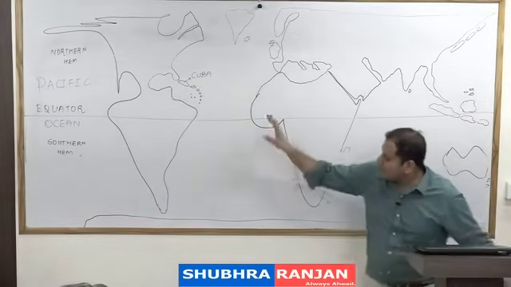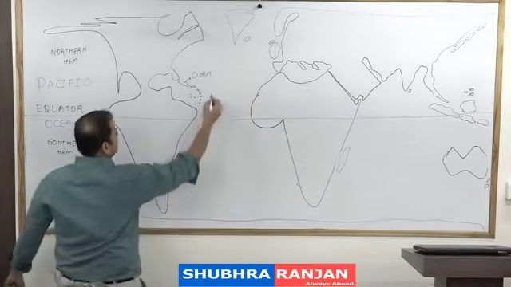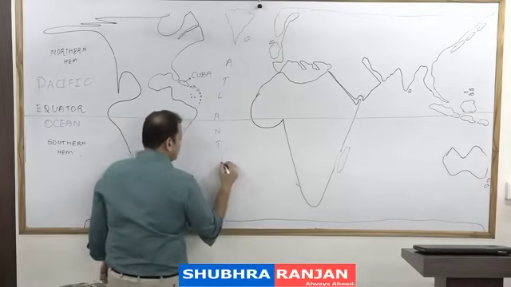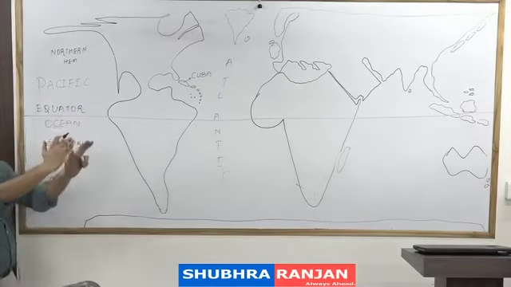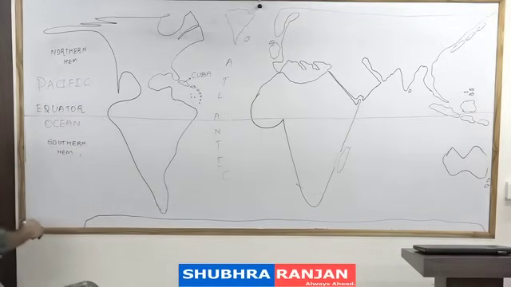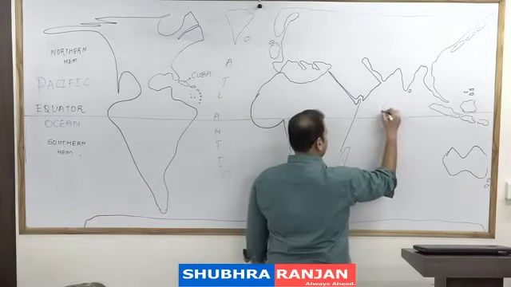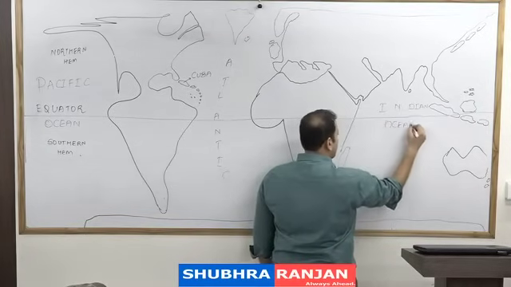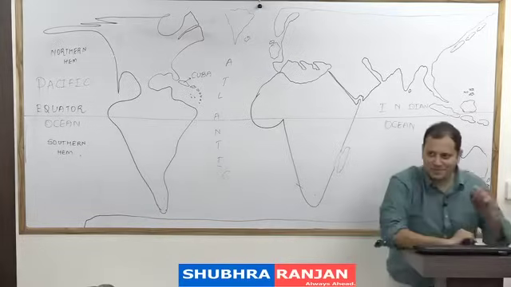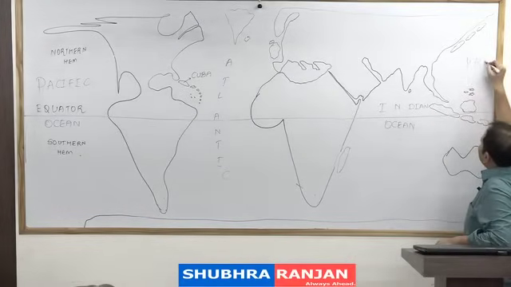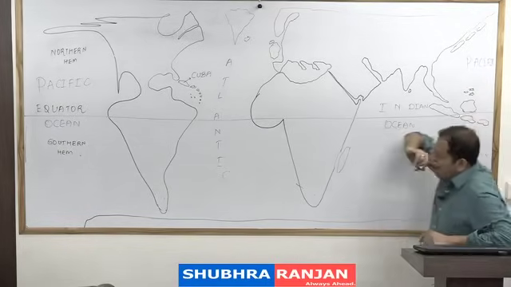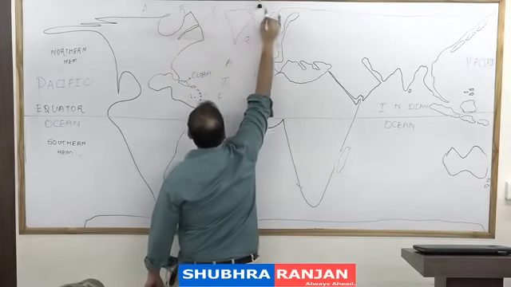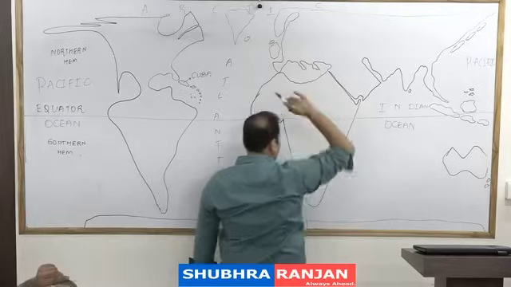Uske baad what is the name of this ocean? It is an Atlantic Ocean. Can I say Atlantic Ocean has somewhat S shape? Atlantic Ocean. What is the third ocean here? Indian Ocean. What is the fourth ocean here? Is also Pacific. Arctic is up.